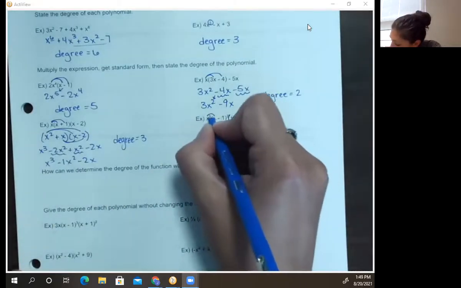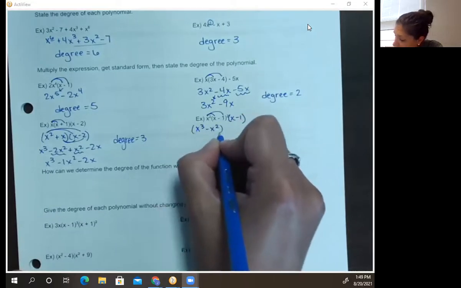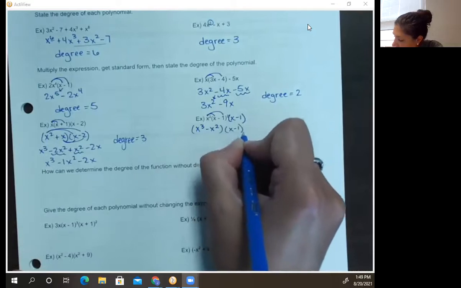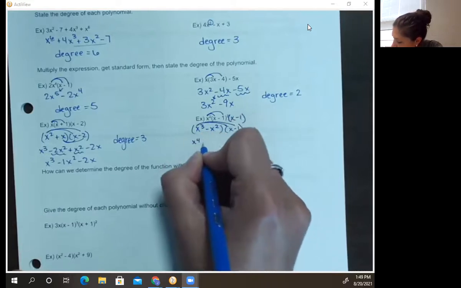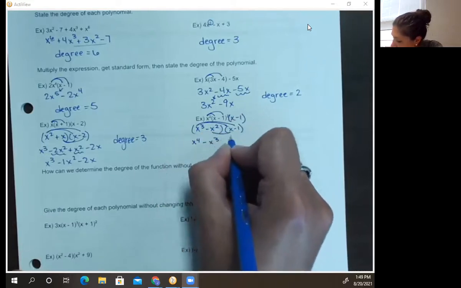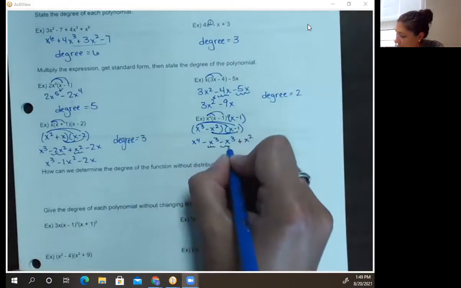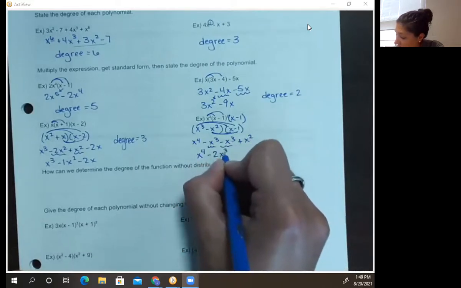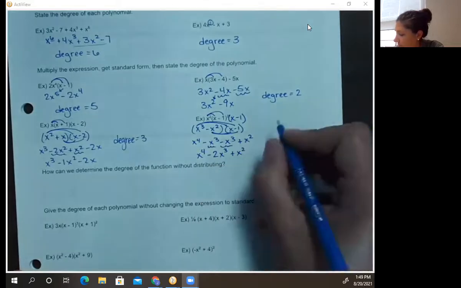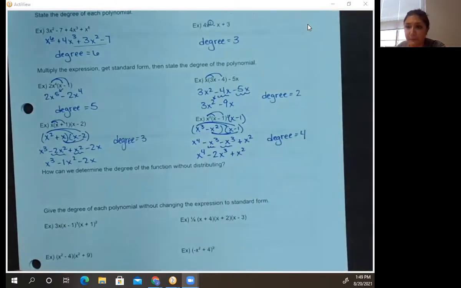So x squared distributed in would give me x cubed minus x squared. And then I'll multiply by this remaining x minus 1. Again, we're distributing, so this would be x to the fourth minus x cubed minus x cubed plus x squared. Again, we'll combine our like terms here. So I have standard form, so that would be x to the fourth minus 2x cubed plus x squared. And our degree, again, is that largest exponent. So our degree for this guy would be 4.